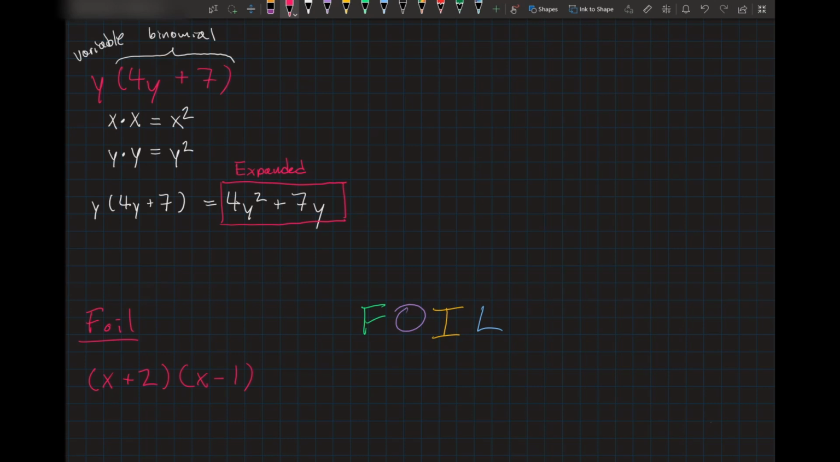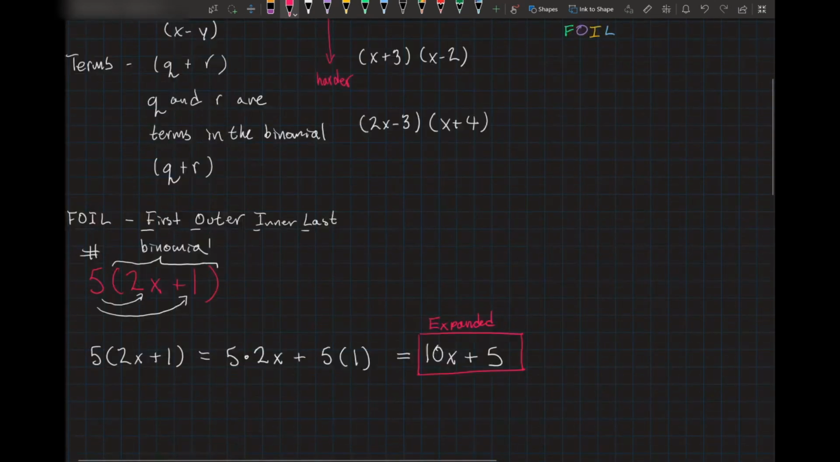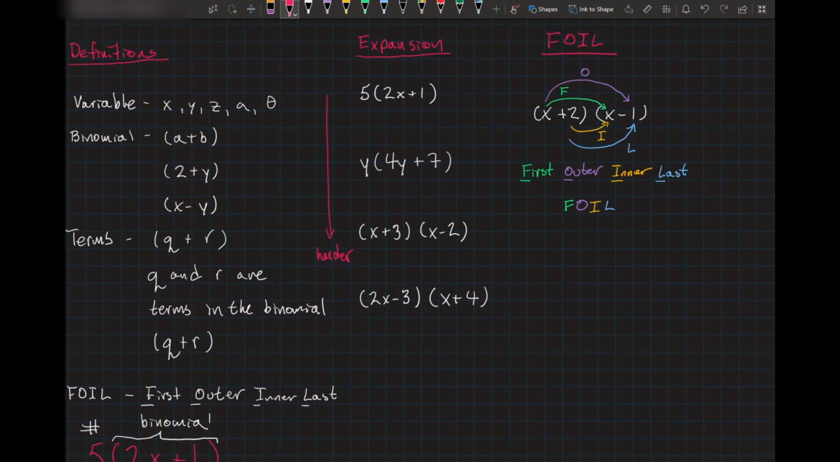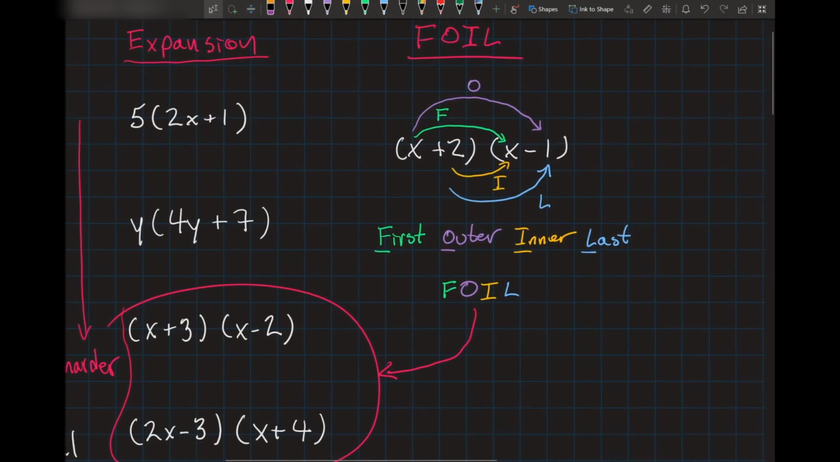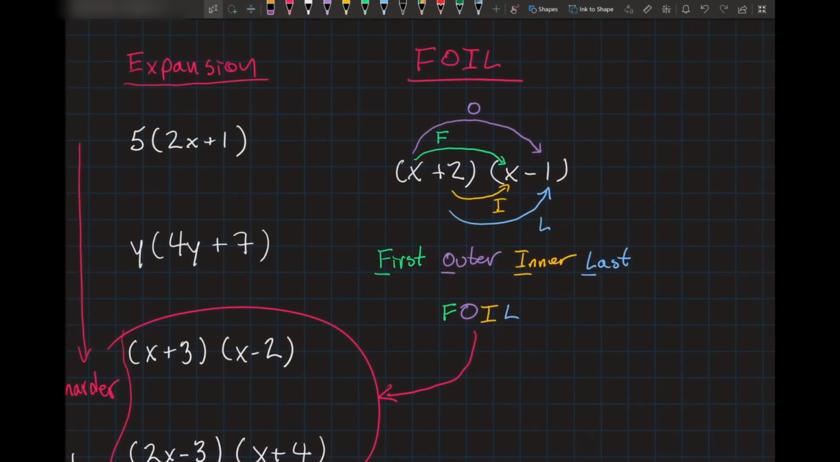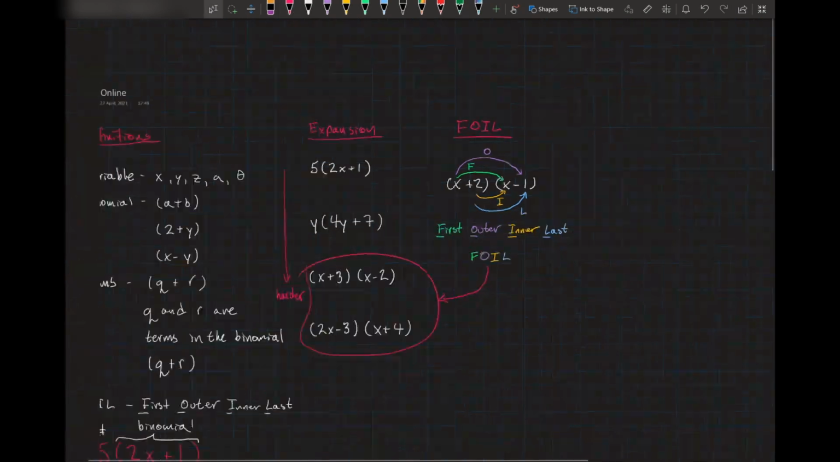Alright, so now we've got these last two, which are the more difficult ones. So these here, what we do is we use this method called the FOIL method. I'll give you a moment to look at this in case the arrows help you. We use this method when we have two binomials that we need to multiply together.